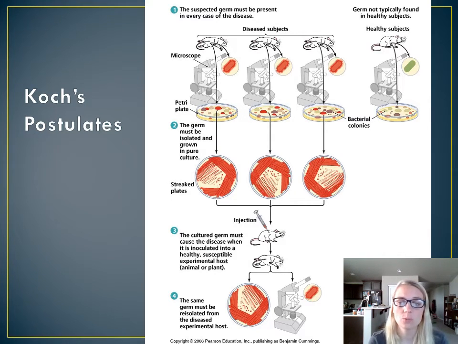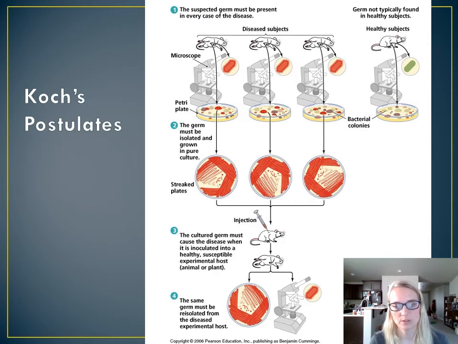Things like bad air, inheritance, or curses, kind of mystical, magical things. Koch's postulates, from his experiments with anthrax, said that once we can check all of these boxes, the suspected germ must be present in every case of the disease and absent from the healthy host. Step 2, we have to grow and isolate that particular pathogen outside of the host. Step 3, we inject that isolated pathogen into a susceptible host. Step 4, the host gets the same illness and we re-isolate that organism from that host. All of those have to be checked off to say, yes, this is the pathogen that causes this particular disease.